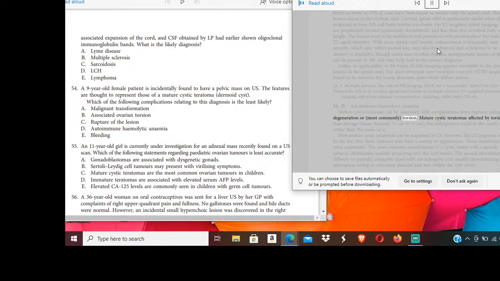Degeneration, or, most commonly, torsion. Mature cystic teratomas affected by torsion are larger than average, mean diameter 11 cm versus 6 cm. This enlargement could be the result of the torsion rather than the cause of it.